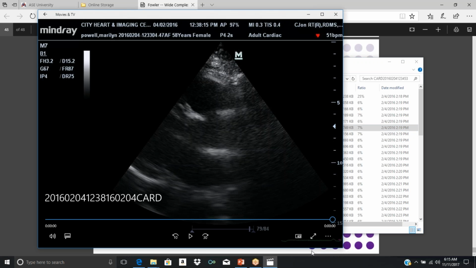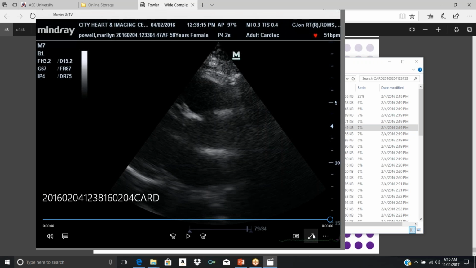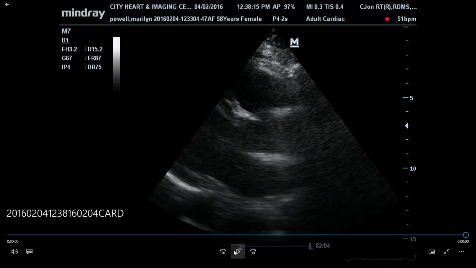So always remember to play. All right. So you have to know the structures: chest wall, RV outflow tract, the septum, posterior wall, LV cavity, mitral valve, the anterior leaflet, posterior leaflet, the aortic valve going into the aorta.